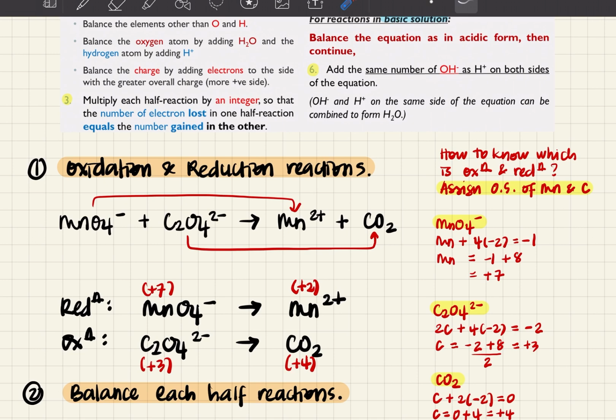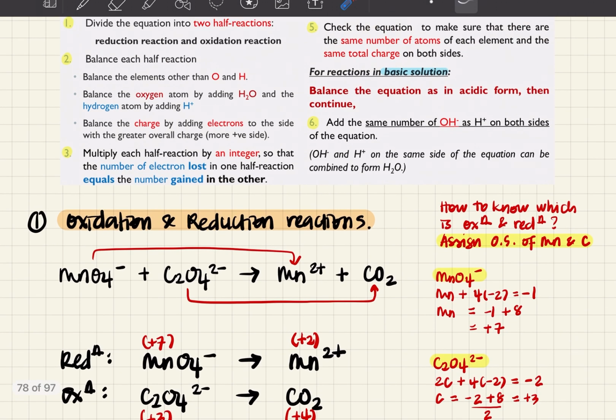If you count the oxidation state for carbon in C2O4 minus, you will find that it is plus 3. And in CO2, carbon dioxide, your carbon is plus 4. So you can see that the oxidation state increased. That means C2O4 minus has undergone oxidation. Dia dah lose electron. Okay, so that's the first step.